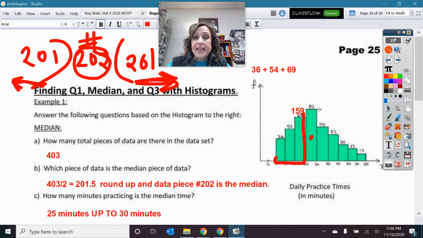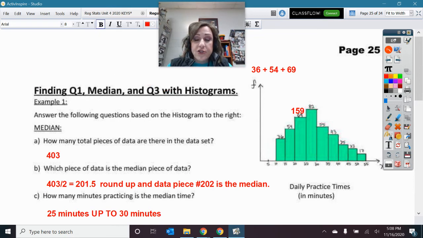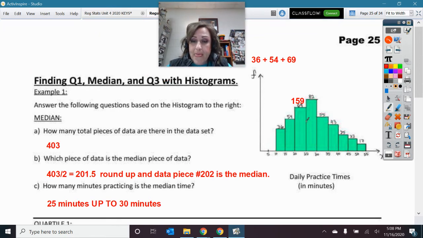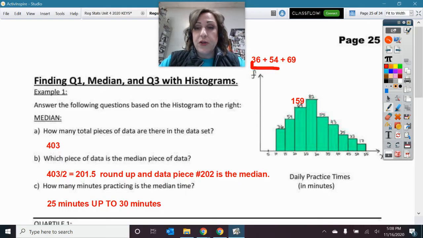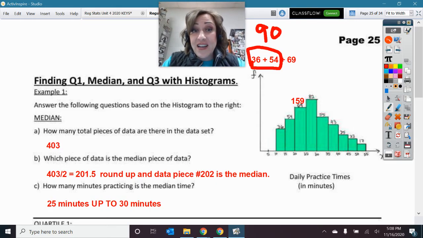Okay, so I'm looking for data piece number 101. Here we go. 36 plus 54, remember, that equaled 90. That was 90, so that's not enough. I'm not there yet. But remember, if I added the 69, I got up here to 159. That's too much. So where is my Q1?